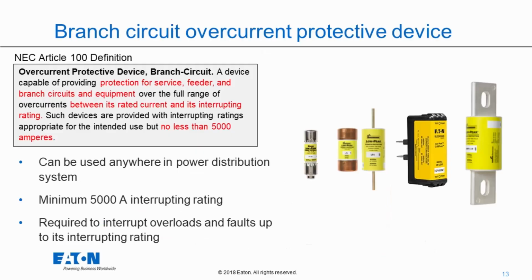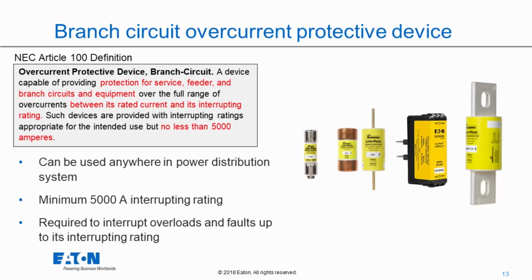All right. So if we look at branch circuit overcurrent protective devices, what are they and when do we use them? An overcurrent device is a device capable of providing protection for service, feeder, and branch circuits and equipment over the full range of overcurrents between its rated current and its interrupting rating. Such devices are provided with interrupting ratings appropriate for the intended use, but no less than 5,000 amps.